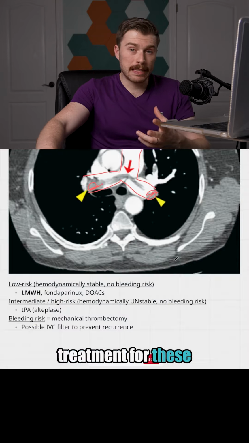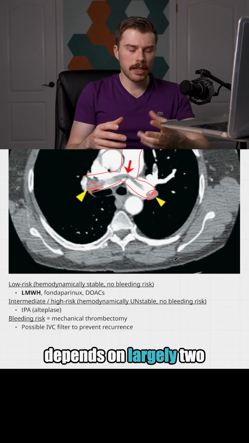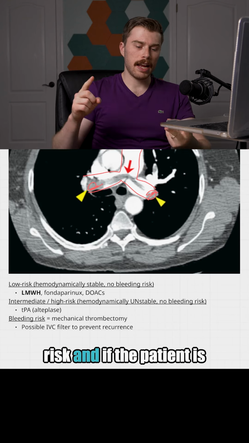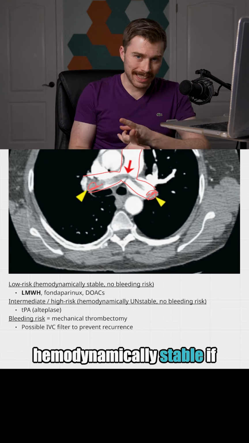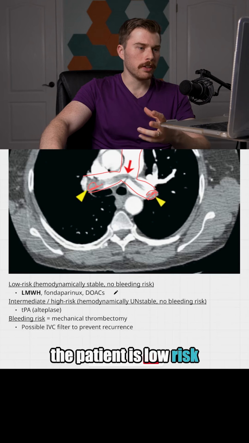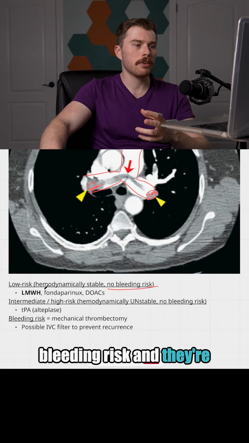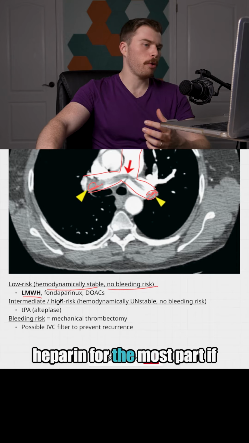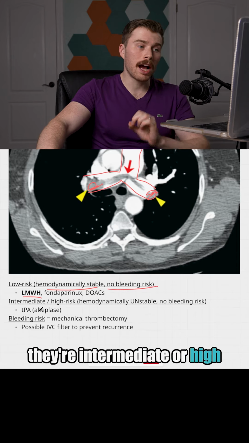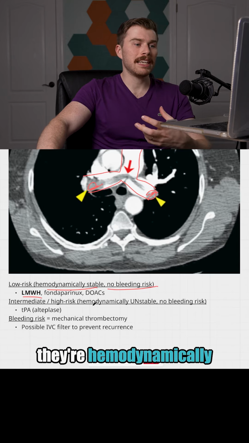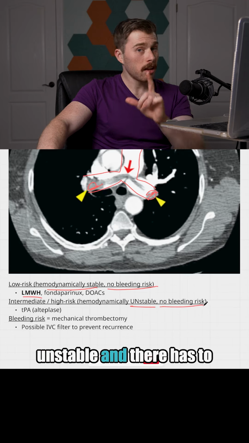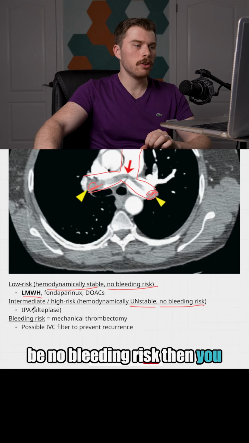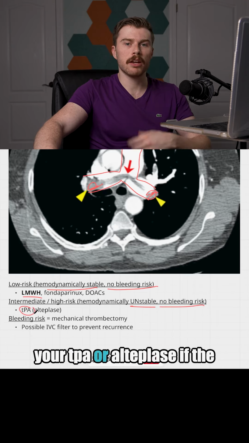So treatment for these depends largely on two things: if there's bleeding risk and if the patient is hemodynamically stable. If the patient is low risk, meaning there's no bleeding risk and they're hemodynamically stable, you're just going to treat it with low molecular weight heparin for the most part. If they're intermediate or high risk, or in other words, they're hemodynamically unstable and there's no bleeding risk, then you bring out the big guns. That's your TPA or alteplase.